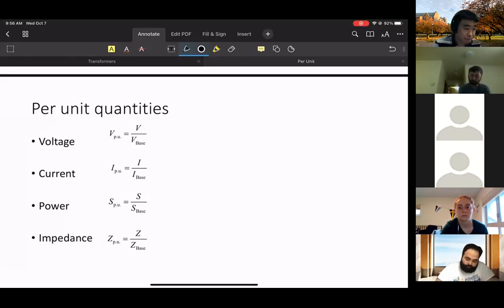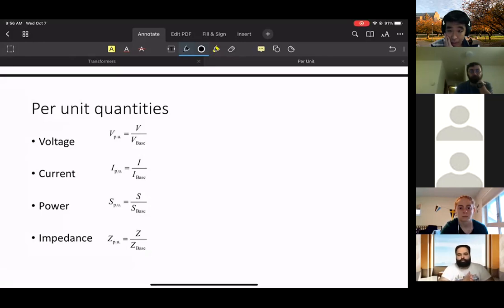Okay, so if you look at all these divisions, all of this can be complex numbers, right? Voltage, current, power, impedance, these are all complex numbers, with a magnitude and a phase. So when we do a per unit quantity, is it on the magnitude or on the phase or on both?